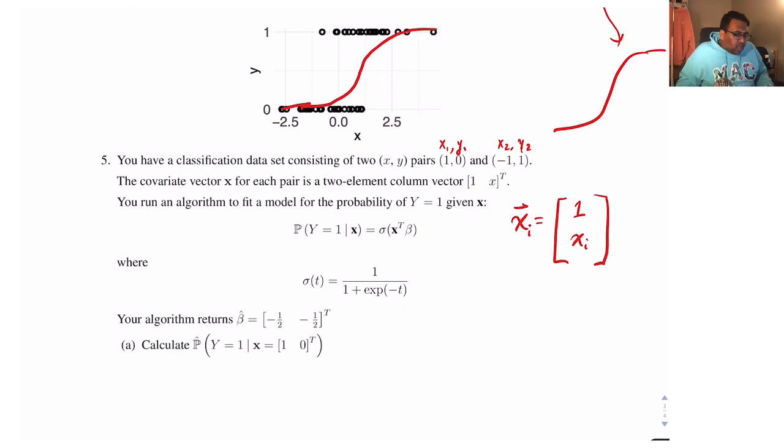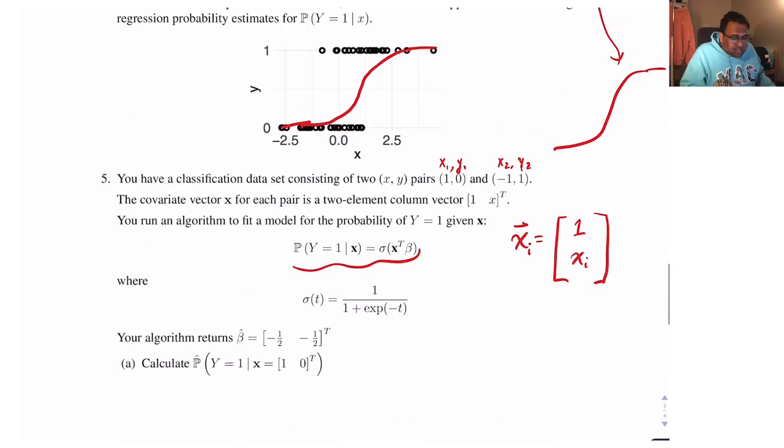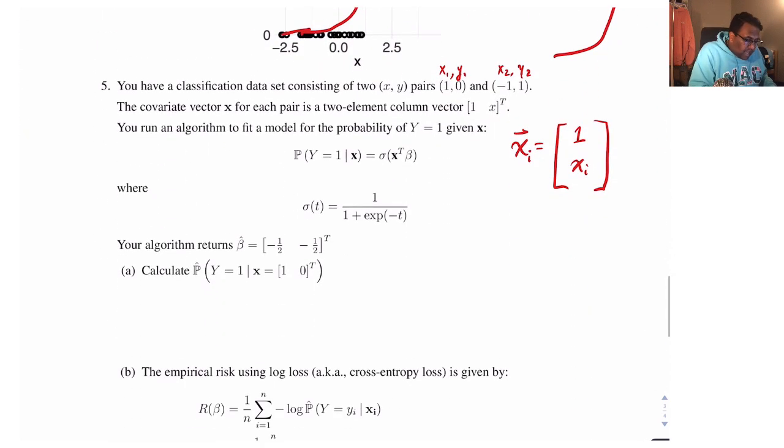Okay, we run an algorithm to fit a model for the probability that y is 1 given x, and this is what we just looked at before. And here's the formal definition of the sigmoid, 1 over 1 plus e to the minus t. And our algorithm returns some value for beta hat, (-1/2, -1/2). What we want to do in part A is calculate the probability that y is 1, given that x is this vector (1, 0).